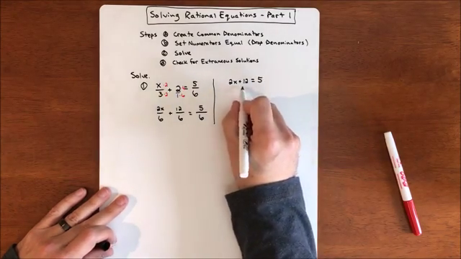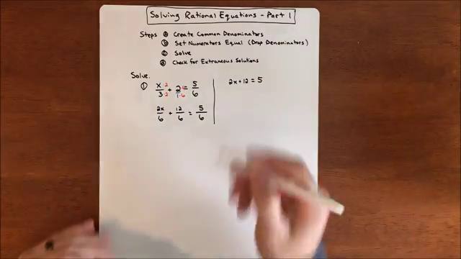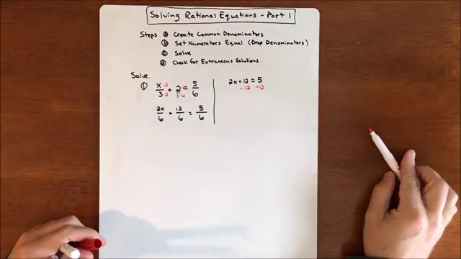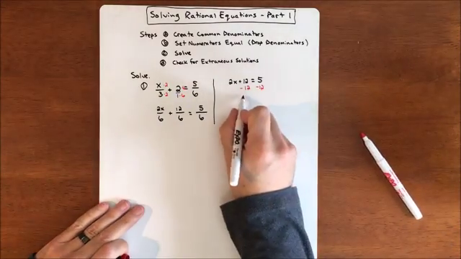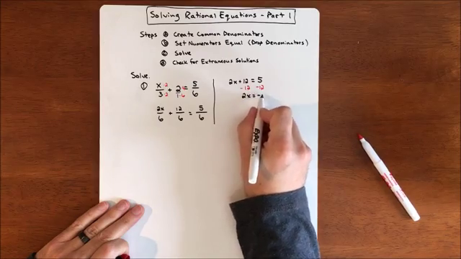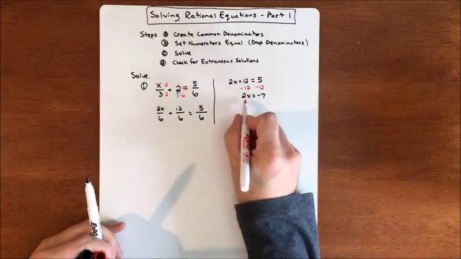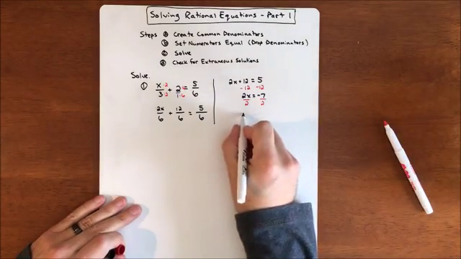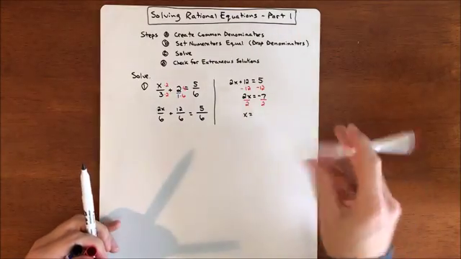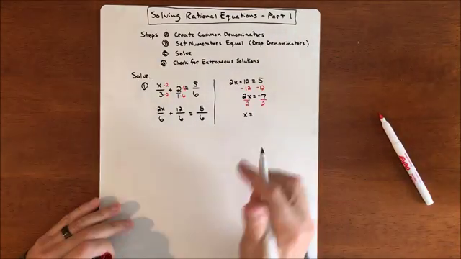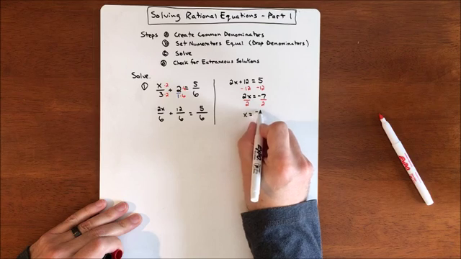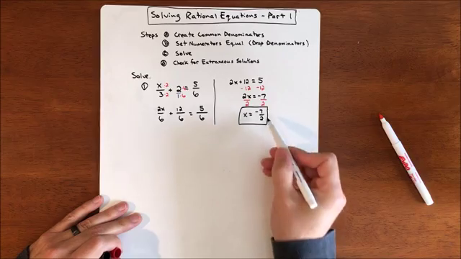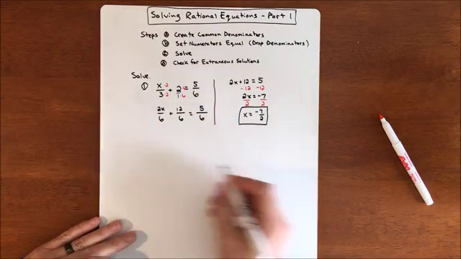All right, so we solve that. We will subtract 12 over. That'll get us 2x equals negative 7. And we'll divide both sides by 2. Actually, we're dividing by 2, and that will give us x equals negative 7 halves. And then we can plug that back in to make sure that it works.